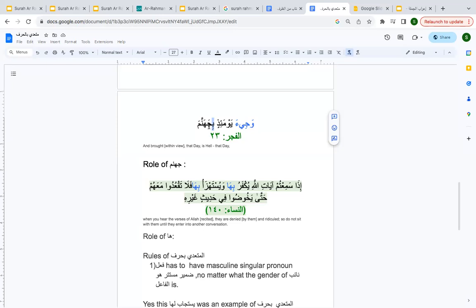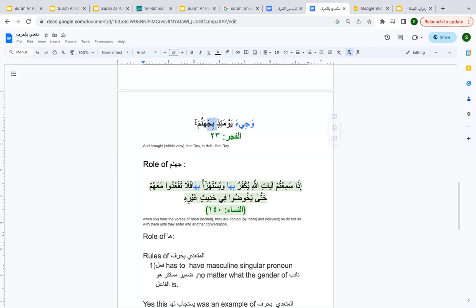So you cannot call that jarr wal majroor muta'alliq bil fail. You are going to correctly label it as naibul file. You are going to call it majroor lafzan marfu muhallan. It is taking the place of an ism that should have been raf in status. For example, what is the status of naibul file? When we learn about naibul file, it should be raf in status.